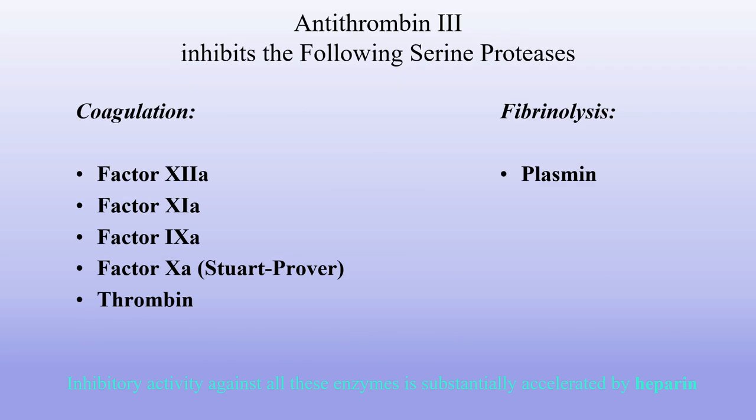Let's talk about antithrombin 3, which becomes activated with the use of these drugs. Antithrombin 3 inhibits the following serine proteases: coagulation factors 12A, 11A, 9A, and 10A, and thrombin. And in fibrinolysis, plasmin. Inhibitory activity against all these enzymes is substantially accelerated by heparin.